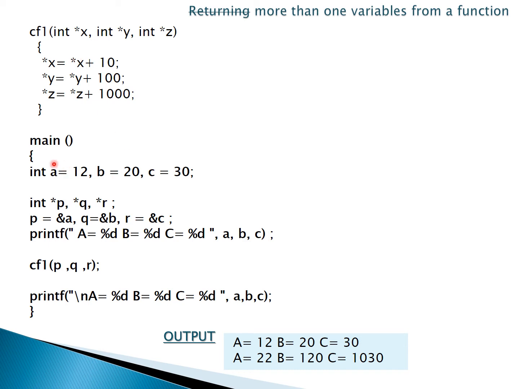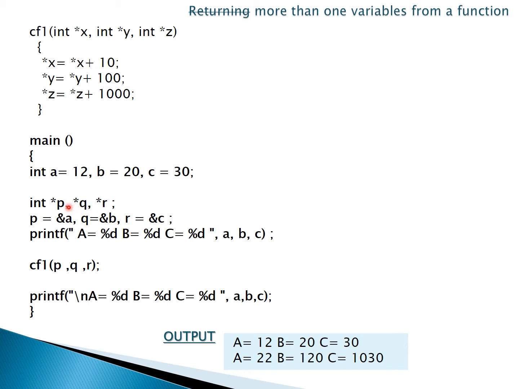So this is the main function. We have three variables here, a, b, and c. The contents of a is 12, the contents of b is 20, and 30 is assigned to variable c. Then we have three integer pointers. The name of the first pointer is p, then we have the q pointer, and then we have the third one, r.